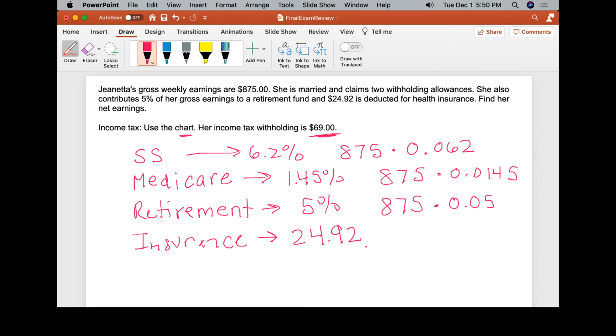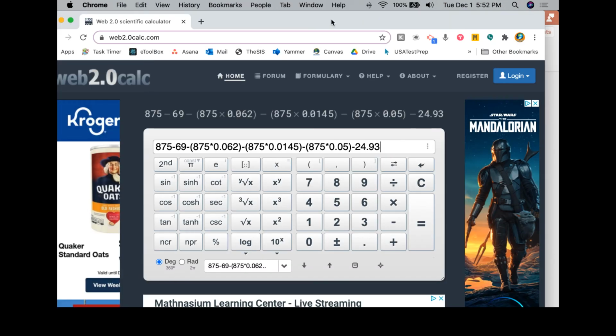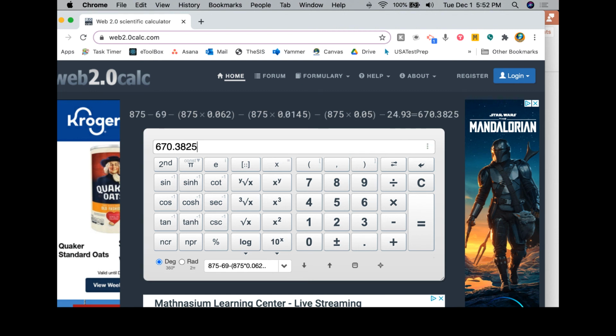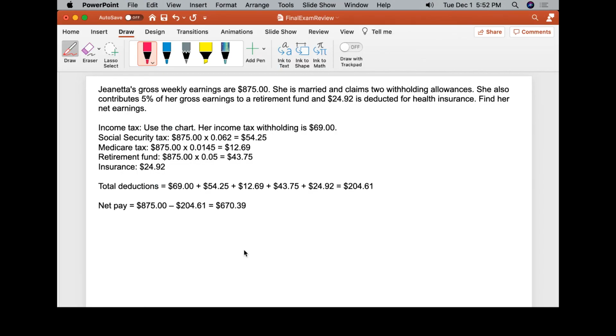All right, so let's put these in the calculator and see what she's left with. You can actually figure these all out individually, or you could put it all in the calculator like this. So if you look at the 69, that is the income tax. Then the next parentheses is Social Security, then Medicare, then retirement, and then insurance. So you can put this all in the calculator at once. Just double check your math. And the answer is that she will be left with $670.38. And there's your nice, neat answer.